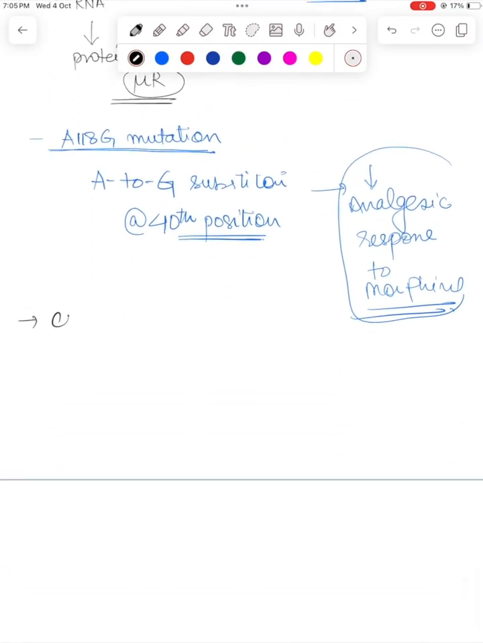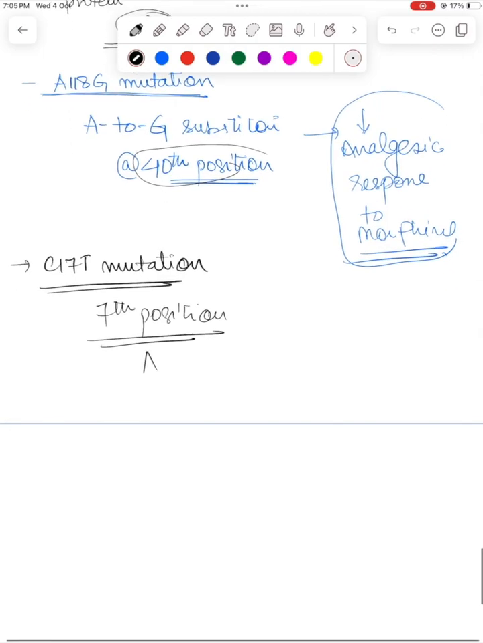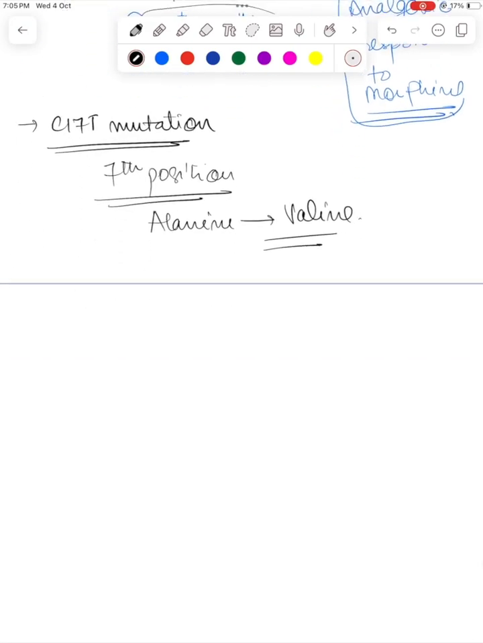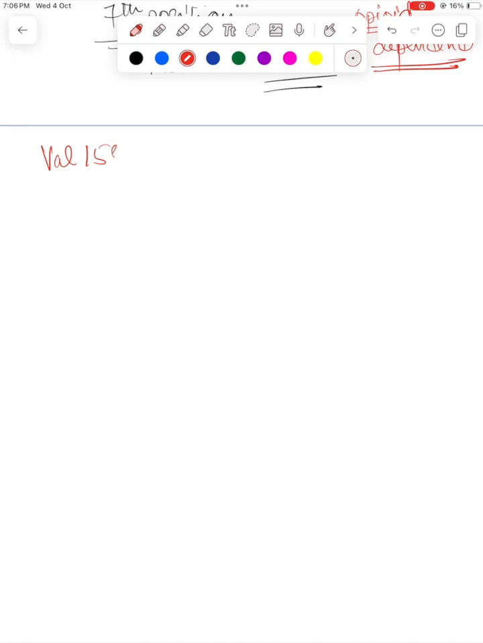The other mutation that can affect the potency of opioids would be the C17T mutation. Just like the A118G mutation, which was happening at the 40th position, this happens at the 7th position of the amino acid chain, and this results in a substitution of alanine to valine. This mutation has been reported to occur in a higher overall proportion in opioid dependent patients, so it might have something to do with the development of opioid dependence. The effects of the C17T polymorphism on analgesic responses, however, are unknown. However, it has been suggested that this mutation may affect individual responses to opioid therapy and may also contribute to susceptibility to substance abuse. Similarly, we also have the Val158Met polymorphism.